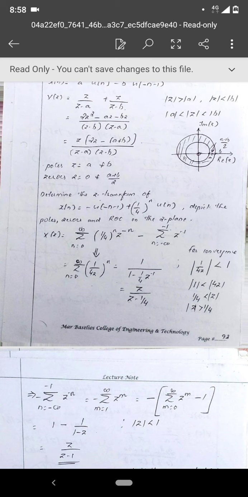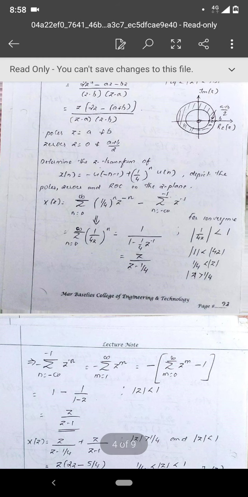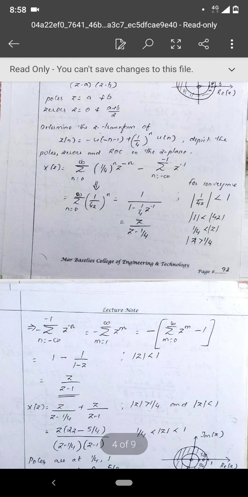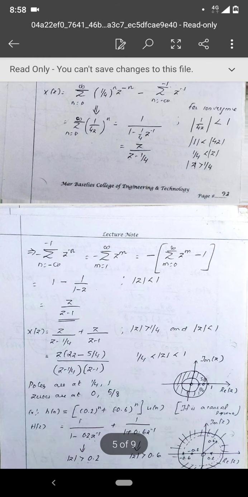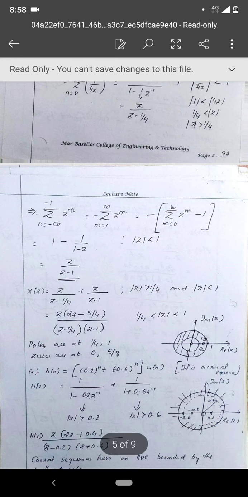So you can see that in total the ROC is between 1 by 4 and 1. So if you combine everything, you will get z by z minus 1 by 4 plus z by z minus 1, and for the first term, mod of z is greater than 1 by 4, and for the second term, it is mod of z less than 1. So ROC is between 1 by 4 and 1. You can see it on the diagram itself.